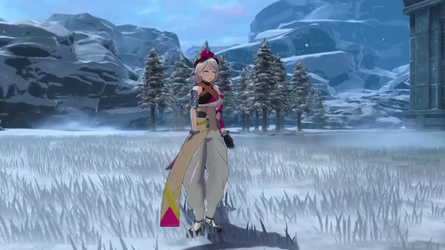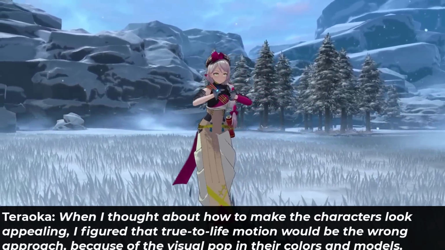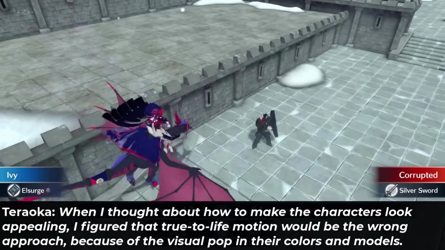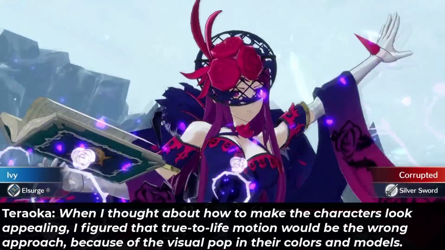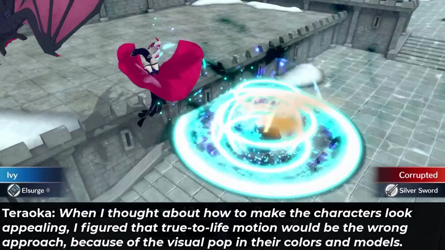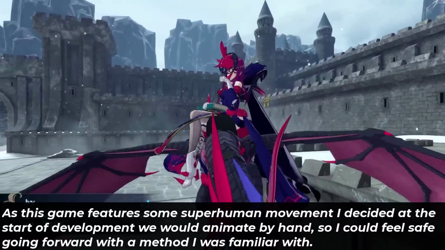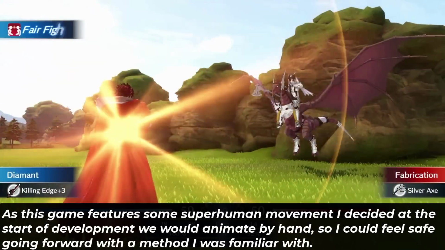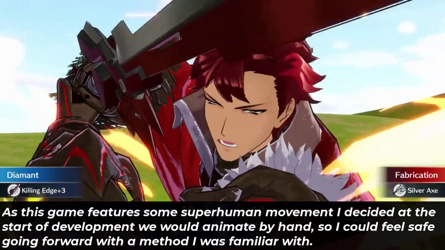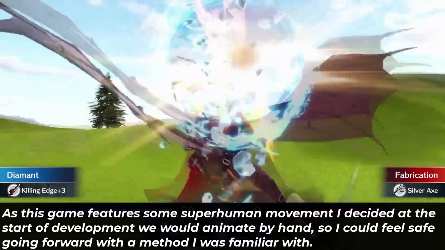Mr. Teraoka says, "When I thought about how to make the characters look appealing, I figured that true-to-life motion would be the wrong approach because of the visual pop in their colors and models. As this game features some superhuman movement, I decided at the start of development we would animate by hand, so I could feel safe going forward with a method I was familiar with.